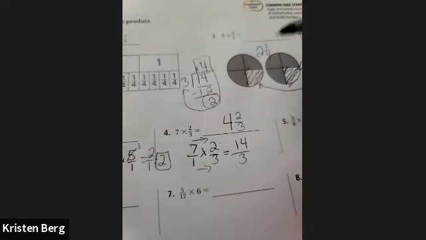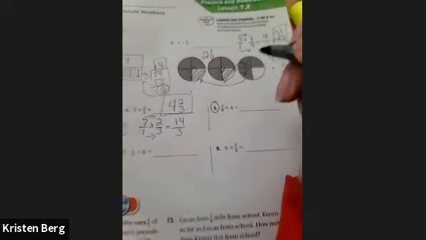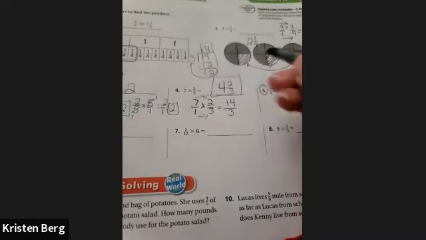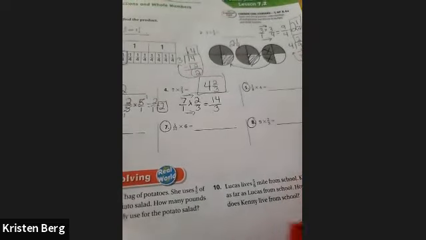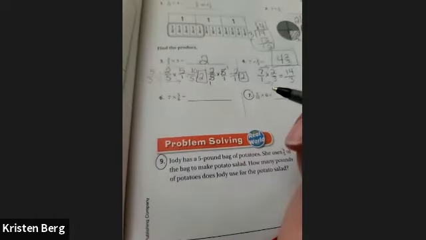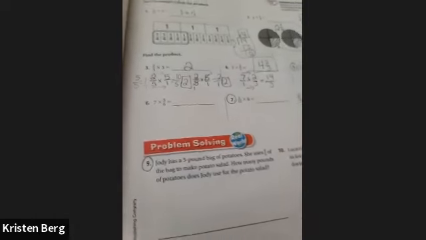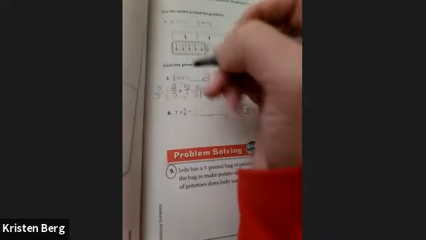All right, you are going to have 5 for homework and 7 and 8. And you will also have 9 as well for homework on this page. And I'm going to do 6 and 10 with you.